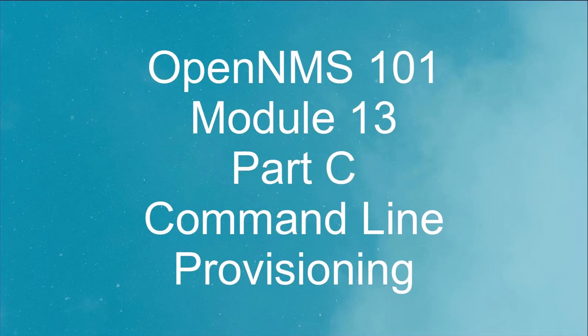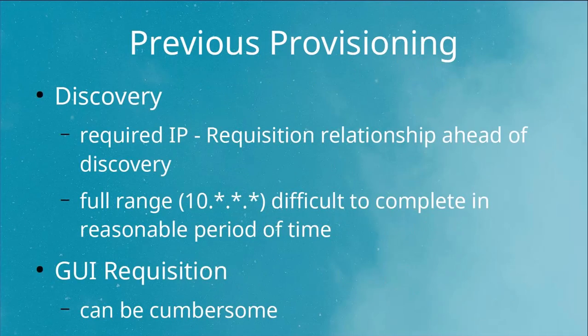This is OpenNMS 101, Module 13, Part C, Command Line Provisioning. In Part A of this module, provisioning was accomplished through discovery. There are two drawbacks to discovery. The IP to requisition relationship must be known ahead of time. That may be difficult to do. And a large network scan can take an inordinate period of time.